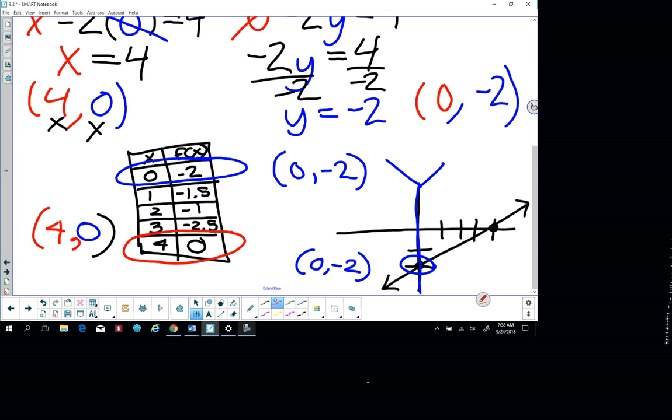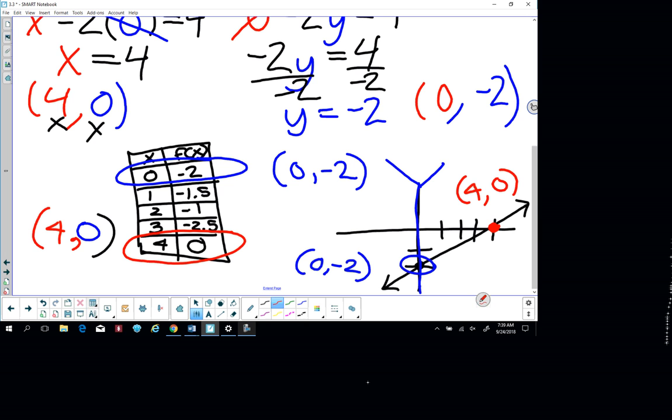That means the other one would be my x-intercept, and since it's going to the right, it's positive. So 1, 2, 3, 4. So my x-intercept would be (4, 0). So it's wherever it falls on the x-axis and wherever it falls on the y-axis. Some of us get confused between negative and positive. Remember, left and down is negative, and right and up is positive. Does that make sense?